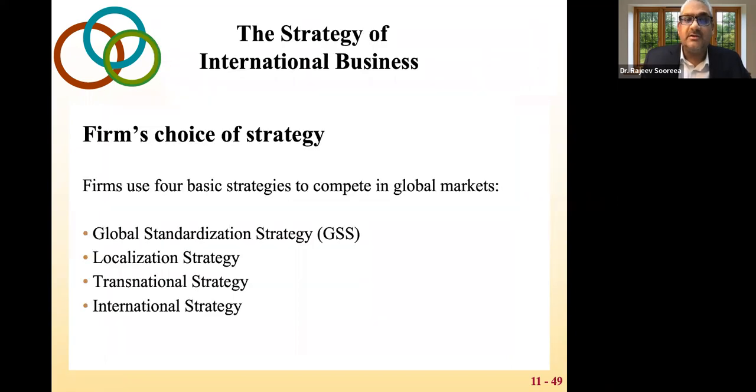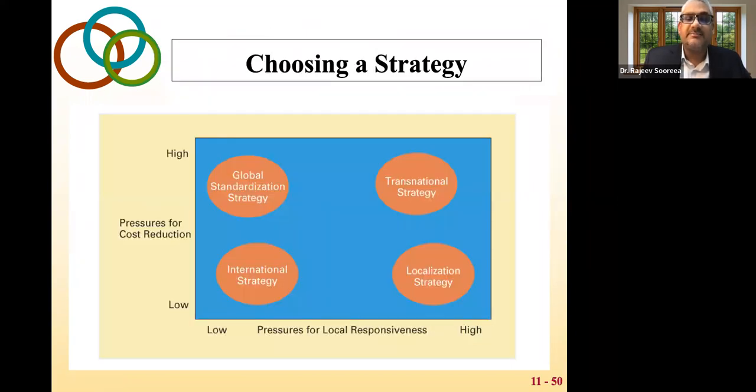In this case, the strategy is called a global standardization strategy, the combination of high pressures for cost reduction and low pressures for local responsiveness. On the other hand, if your pressures for cost reduction are low, but you have a high pressure to respond to local market needs, you're going to have a localization strategy, a combination of low cost reduction pressures and high pressures to respond to the local market.